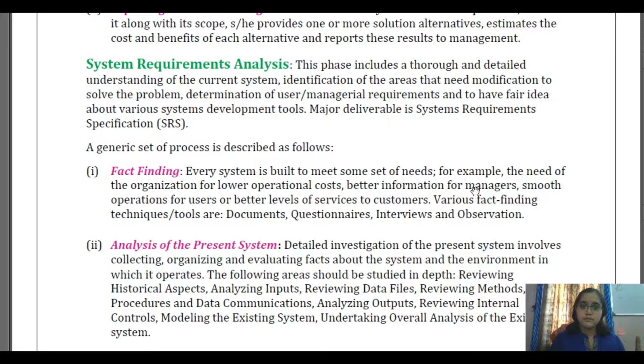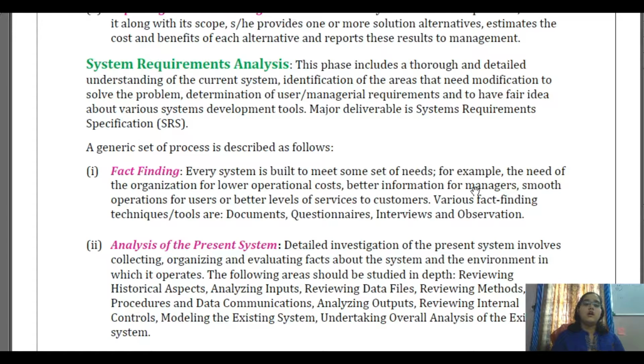In the preliminary investigation, we have just seen whether the project is feasible or not. Once we know that the project is feasible, we come to the requirement analysis. Then we analyze the system requirements by understanding the current system, identifying the areas which need modification, then solve the problem and determine what the user or management requires by using several different development tools.